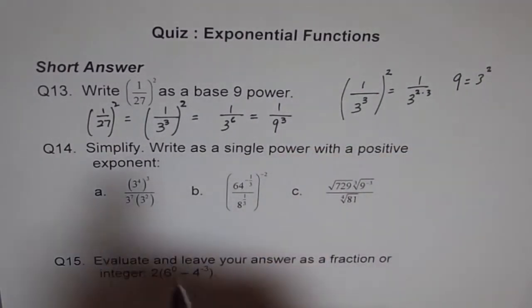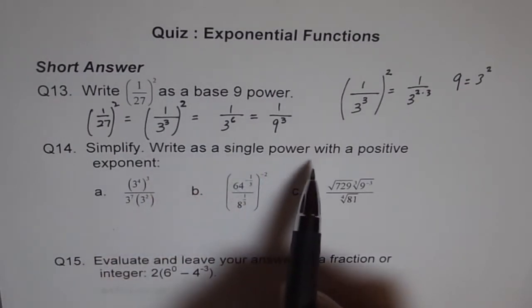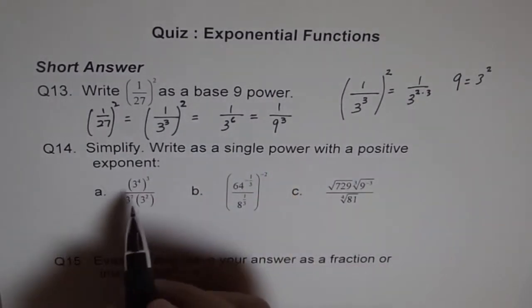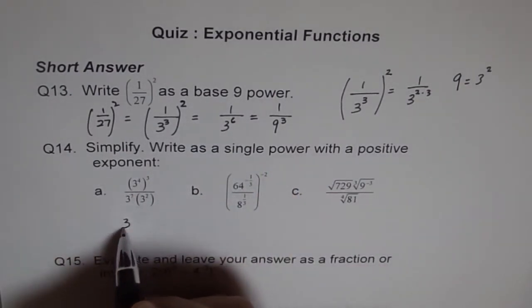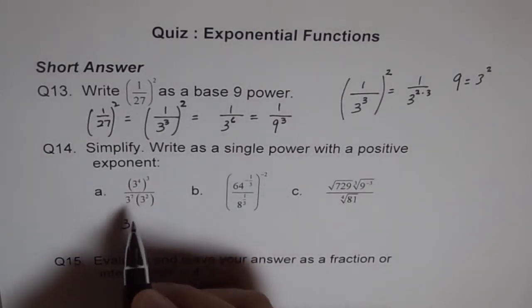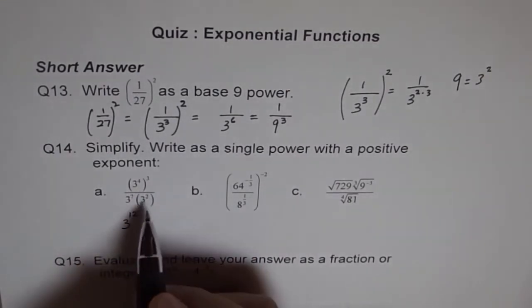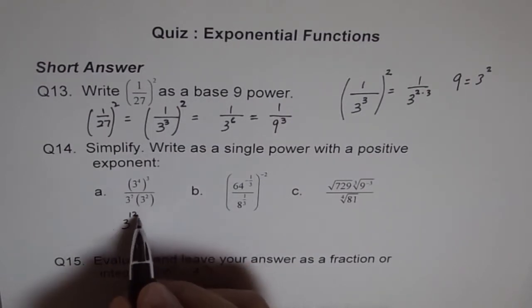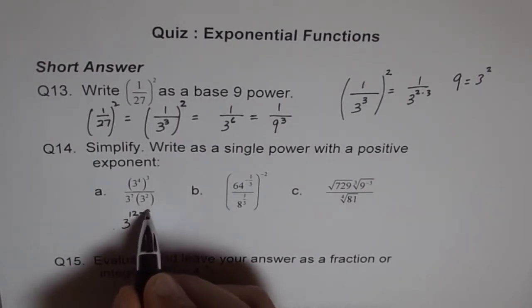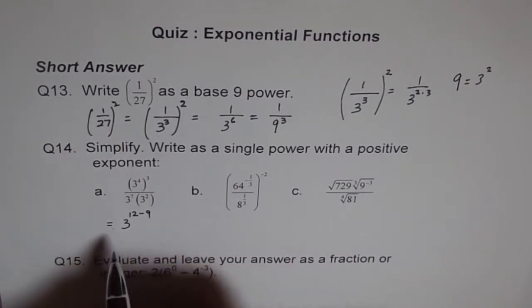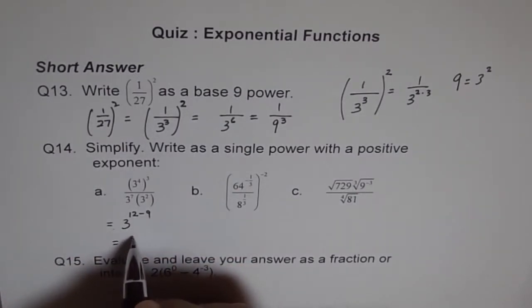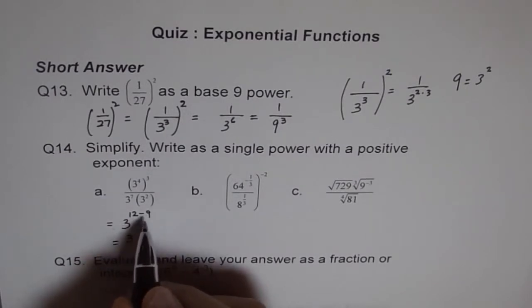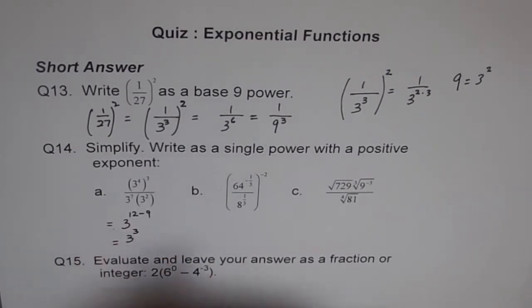So that's it. Simplify, write as a single power with positive exponent, right? So here, this is 3 to the power of, we'll multiply 4 and 3, 12. And the denominator is minus 7 and minus 2. So that means minus 9. So this can be written as 3 to the power of 12 minus 9, which is 3, correct?